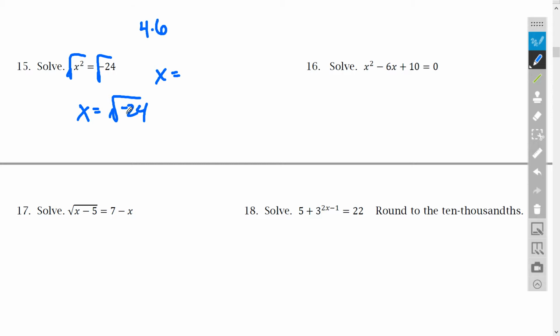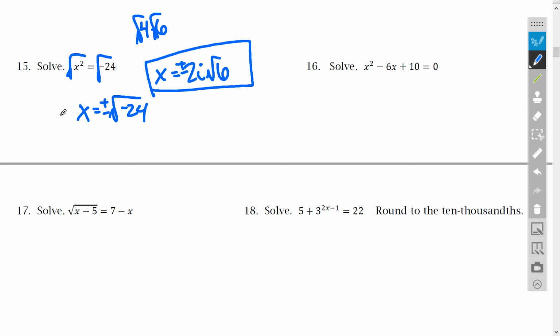And it's going to be imaginary because it's a negative. So square root of 4 times square root of 6. So that's 2i root 6. Plus or minus, sorry. Don't forget, when you take a square root to solve an equation, you need plus or minus. So this is two answers, positive 2i root 6 and negative 2i root 6.